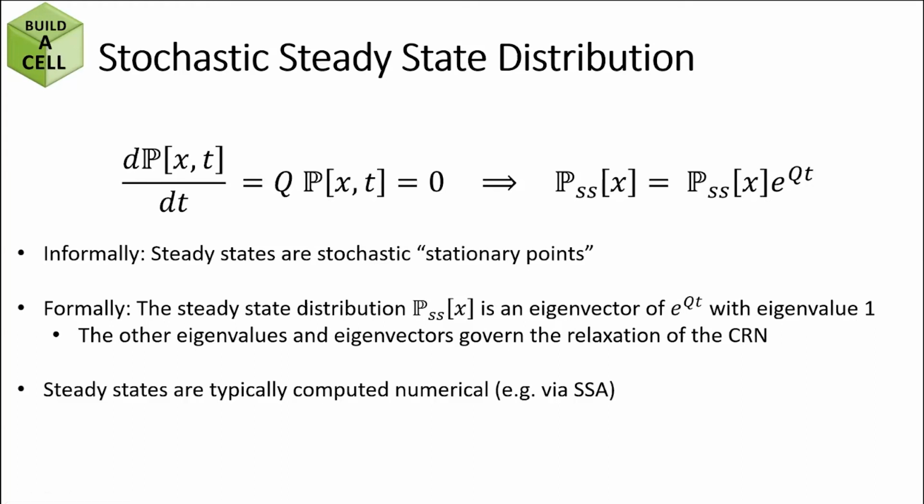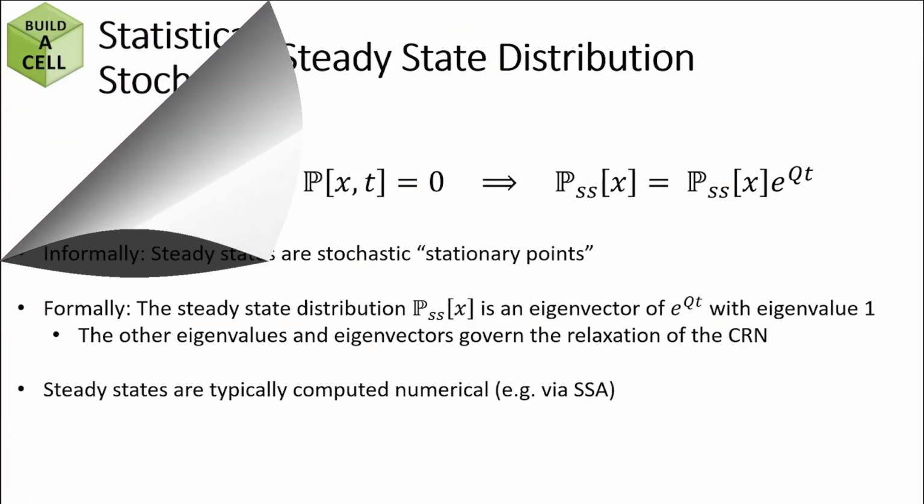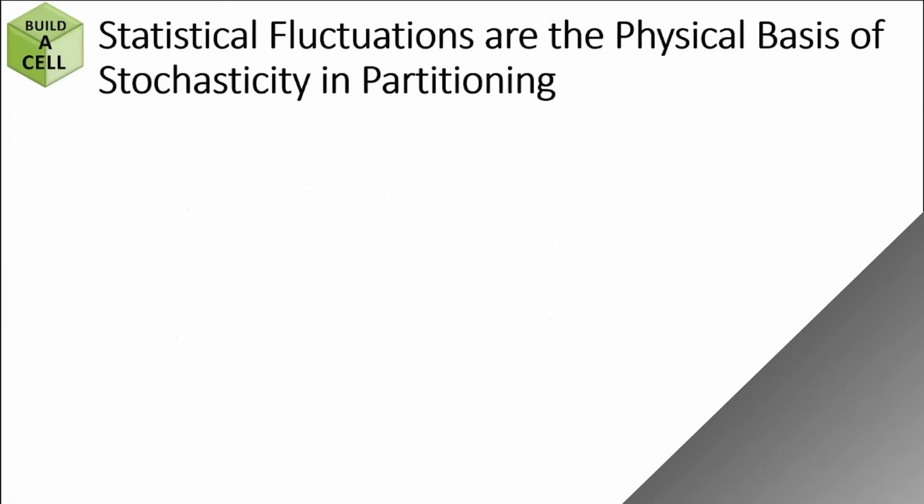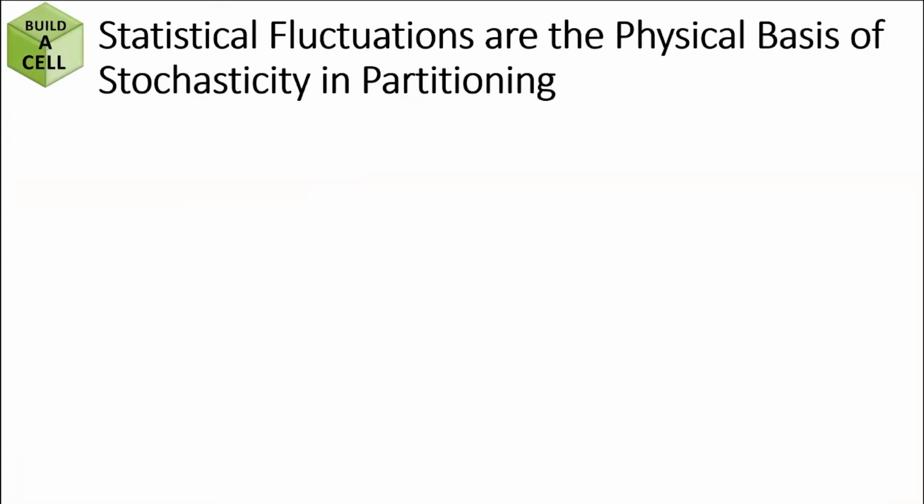And steady states are typically computed numerically via SSA. So you run a simulation for a very, very long time. And eventually, as you calculate statistics over that simulation, you get a steady state distribution. So I've just talked to you about stochastic CRNs and given you a very fast overview of how to simulate them and how they work.